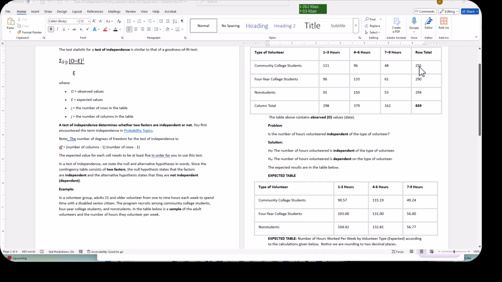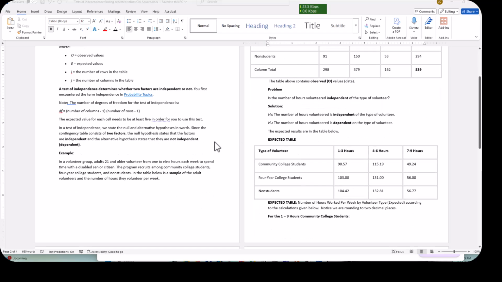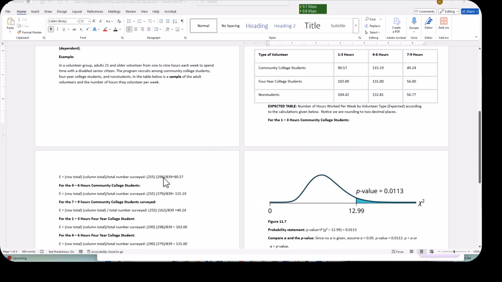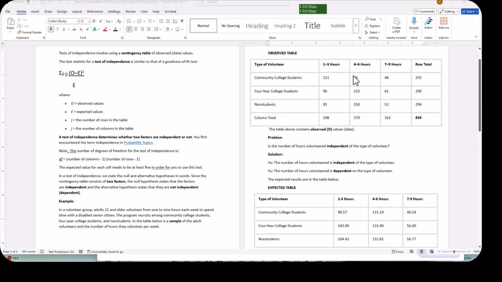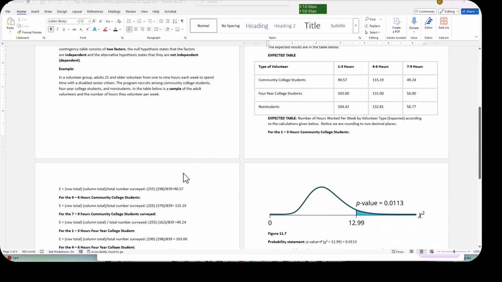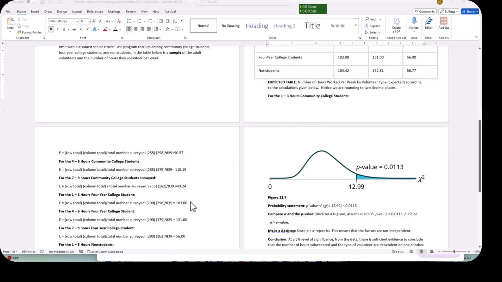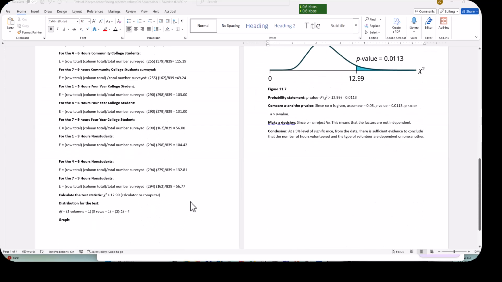row total is 255, column total is 298, total is 839. 255 times 298 divided by 839 is 90.57. And they're rounding these to 2 decimal places. Okay, 4 to 6, community college would again be 255 times the 379 divided by 839, and so on and so forth. So I calculated these out for you just so that you know what we're doing.